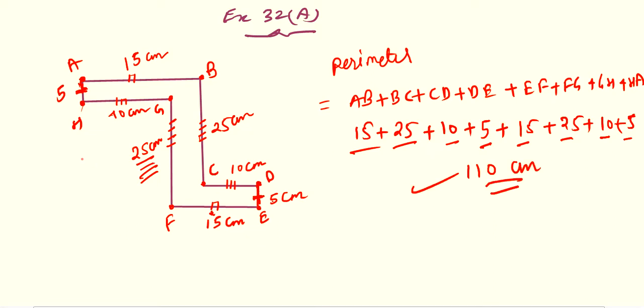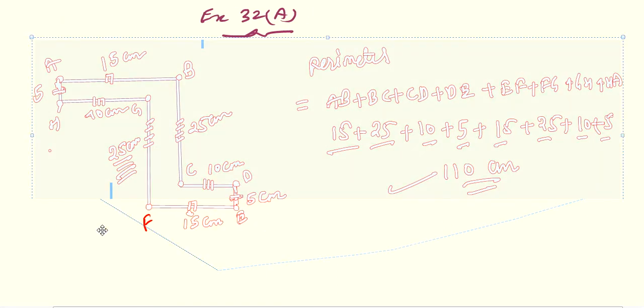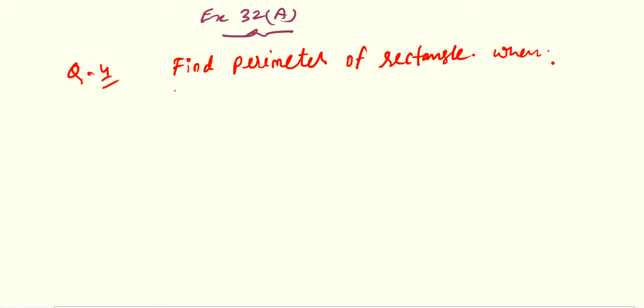So the second question you can solve. The same you have to solve. Question number 4. Find the perimeter of a rectangle. So question number 4, find the perimeter of a rectangle when you have some conditions.